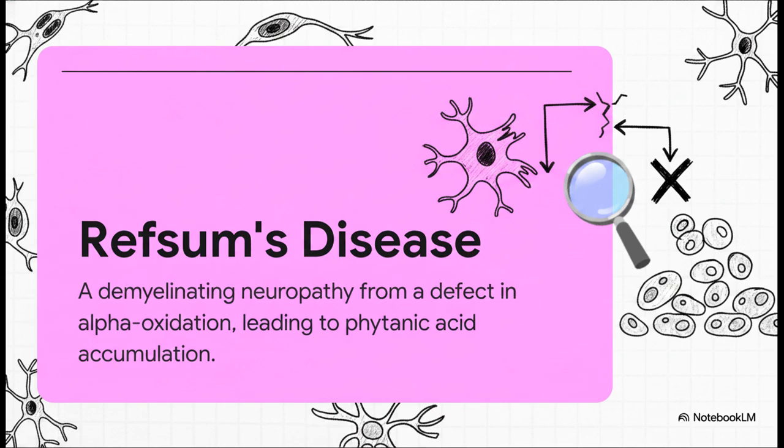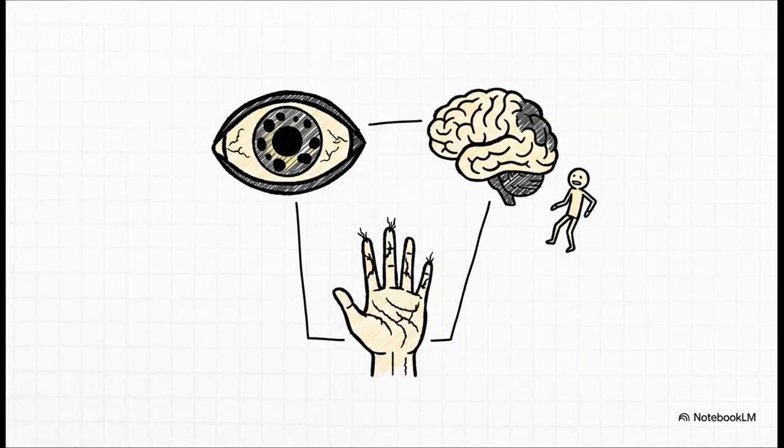This is our second big example of a hereditary neuropathy that is demyelinating. The problem here is a metabolic one, a glitch in something called alpha oxidation. Because of that glitch, a toxic substance called phytanic acid builds up, and that's what absolutely shreds the myelin. And how do you spot Refsum's? It's all about the classic triad. If you see these three things together, you have to be thinking about it.